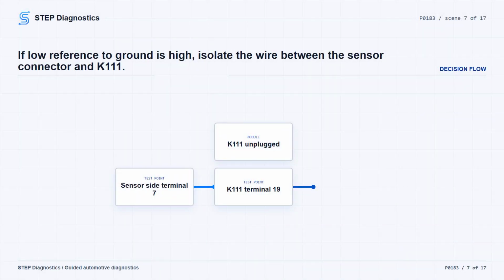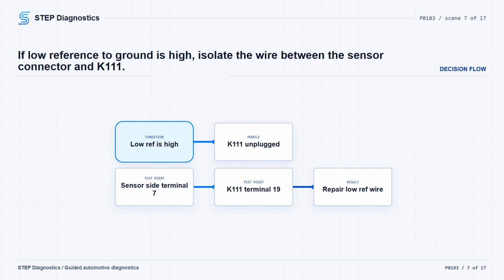If terminal 7 to ground is 10 ohms or greater, disconnect the K111 fuel pump driver control module connector and isolate the low reference circuit. Test from low reference terminal 7 at the component harness to terminal 19 at the control module harness. The circuit should be less than 2 ohms. If it is 2 ohms or greater, repair the open or high resistance in that circuit.